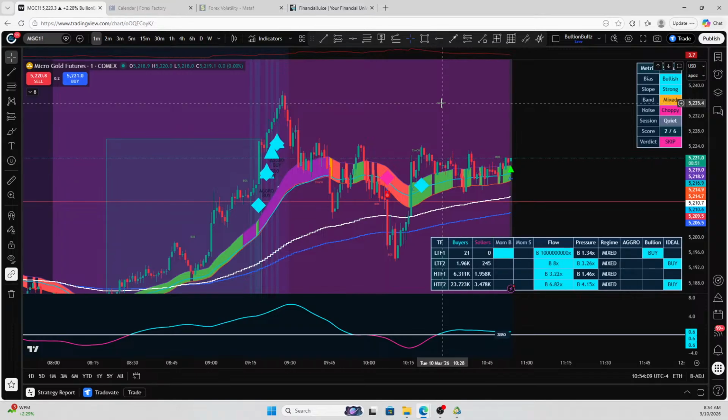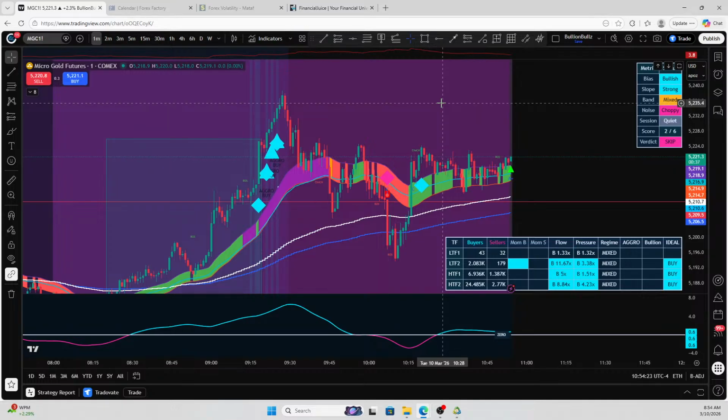So pressure is picking up. But the market is not moving. I don't see a movement in the market right now. We did have break of structure. We're getting our most powerful signal, which is the A+ signal.